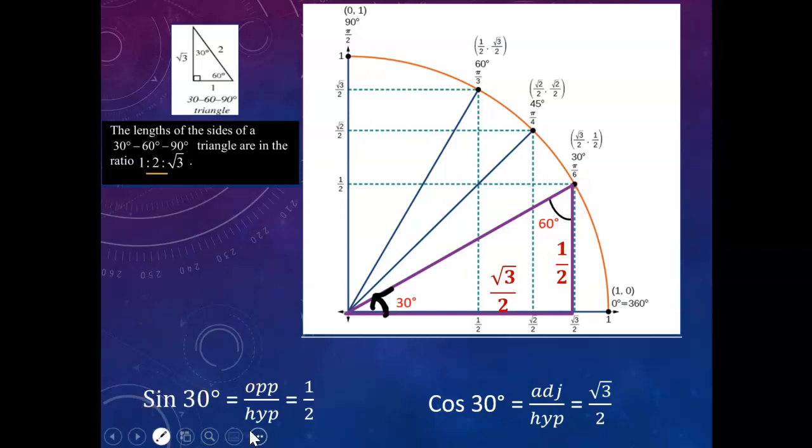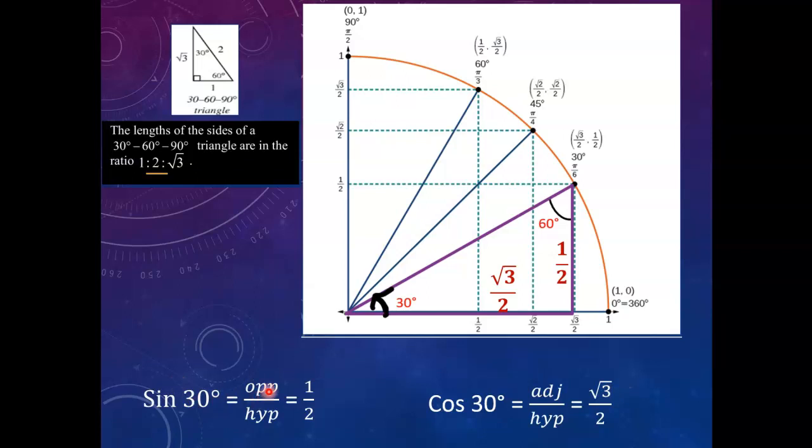Now, if we identify the sine of 30 degrees, this is the angle we're talking about, opposite over hypotenuse. So opposite 1/2 over hypotenuse. We know that the hypotenuse is 1 whole. So the final answer is 1/2. That's the sine of 30 degrees. And then the cosine of 30 degrees is the adjacent side, square root of 3 over 2, over the hypotenuse, which is also 1 whole. That's why the final answer would still be square root of 3 over 2.